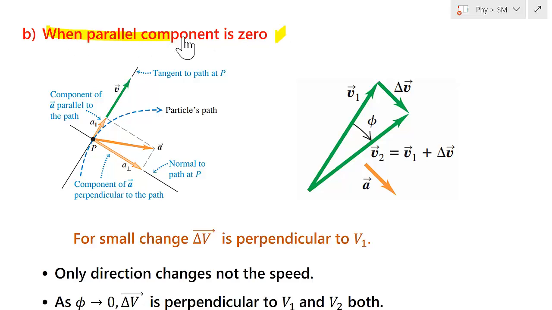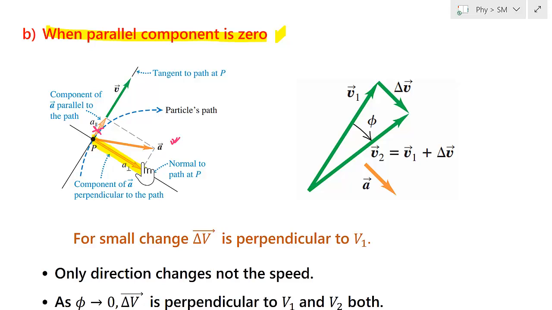So what will happen when the parallel component is 0? This means this component is 0, so this component does not exist. The total acceleration in this case is like this, but the parallel component is 0. This means only this part of acceleration exists, so there is only a direction change.